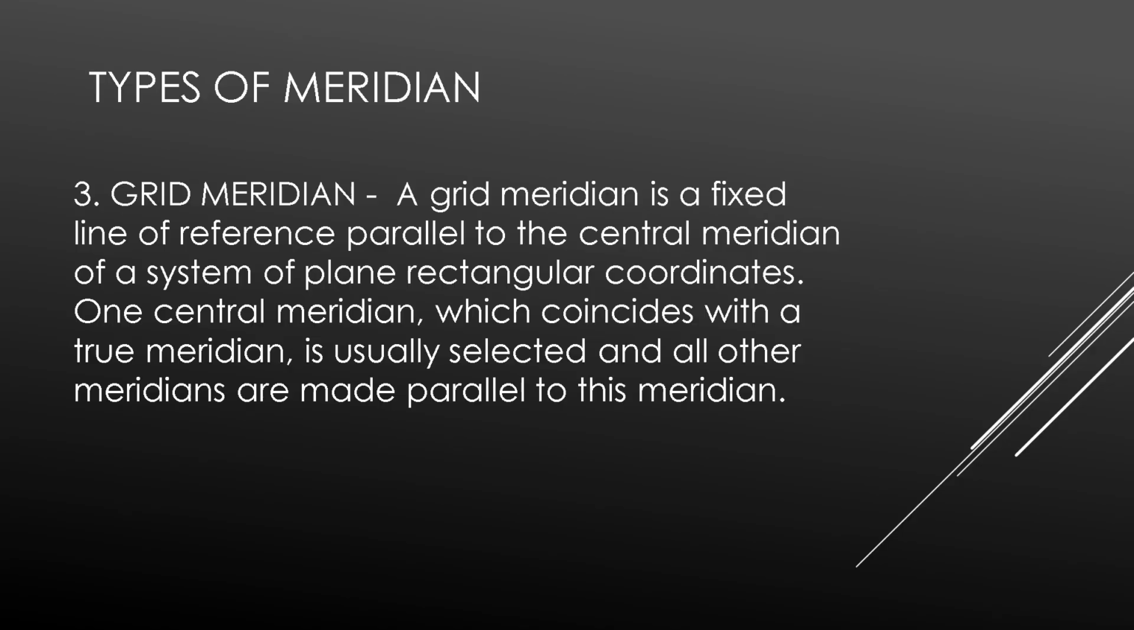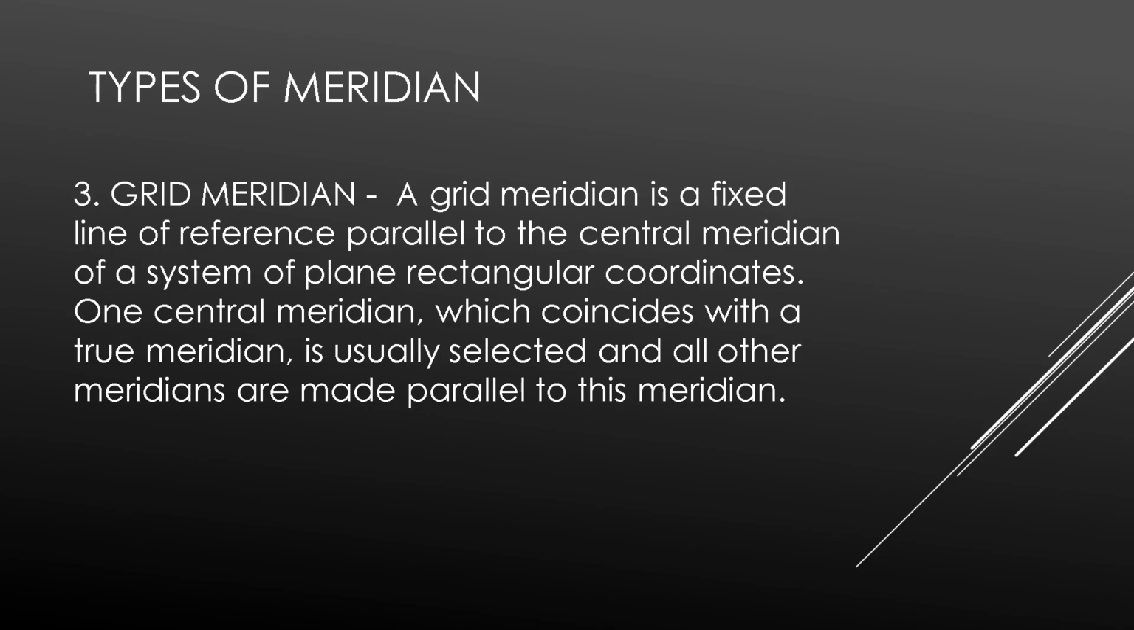In a grid system, one particular meridian is selected as the central meridian. This central meridian usually coincides or is closely associated with the true meridian of the area being mapped. Once the central meridian is established, the other meridians within the grid system are treated as parallel to it.